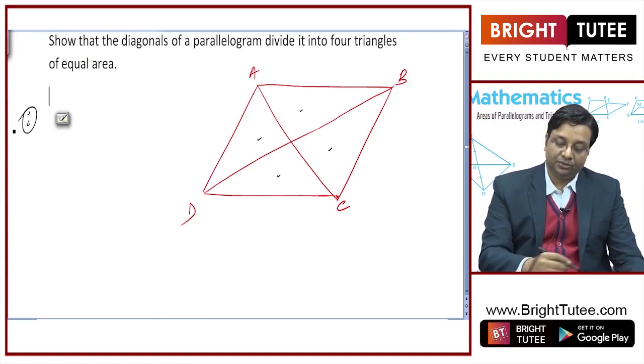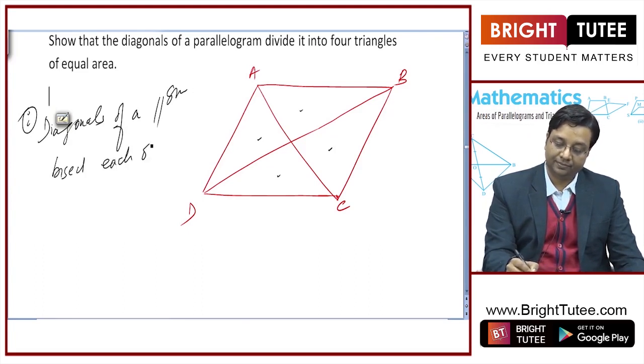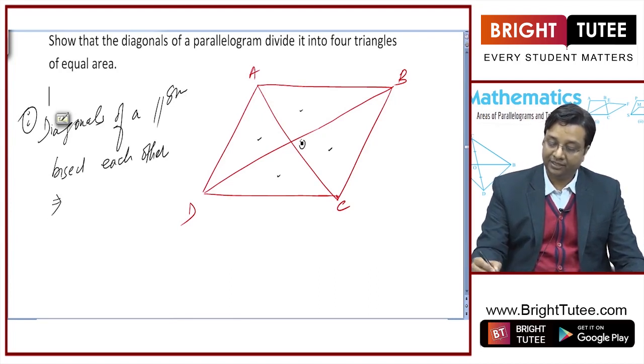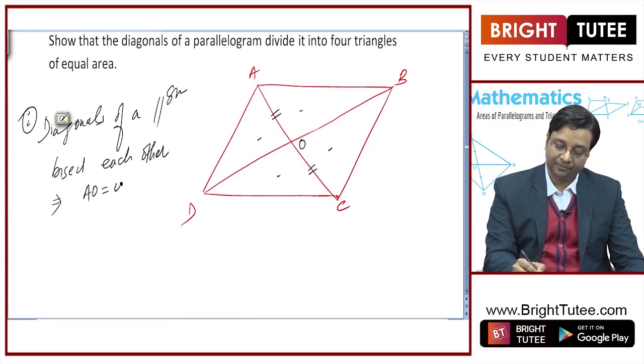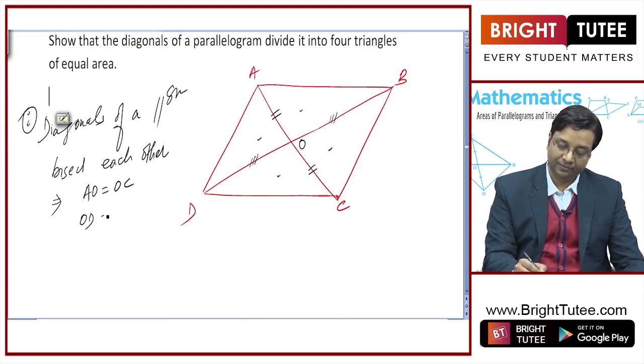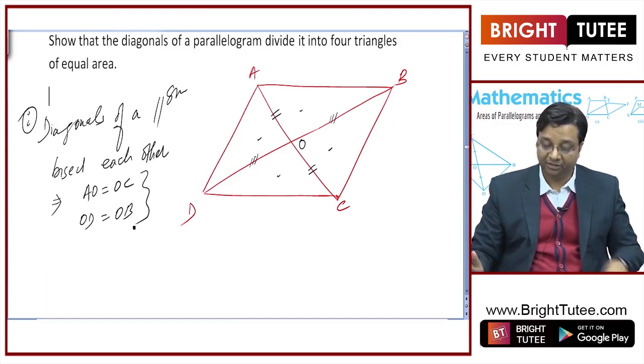First thing that you should know is that diagonals of a parallelogram bisect each other. Hence, I can say segment AO is equal to OC and segment OD is equal to OB. Once you know this, now the concept is pretty simple.